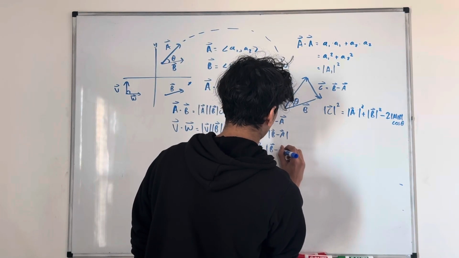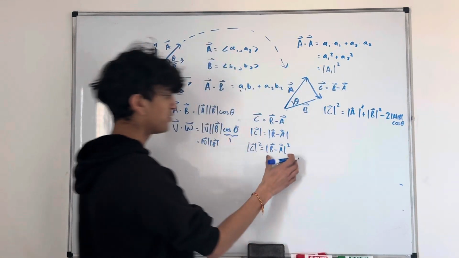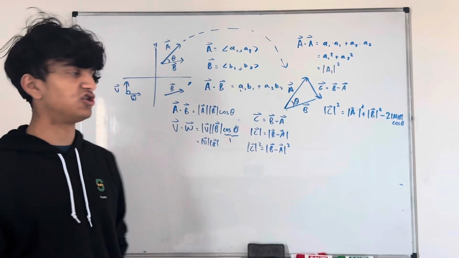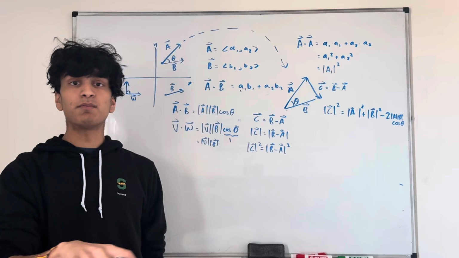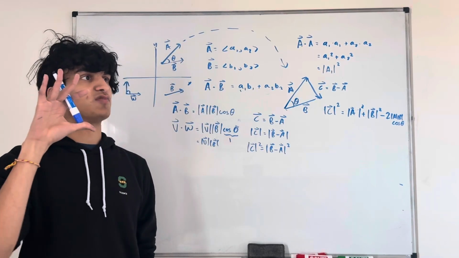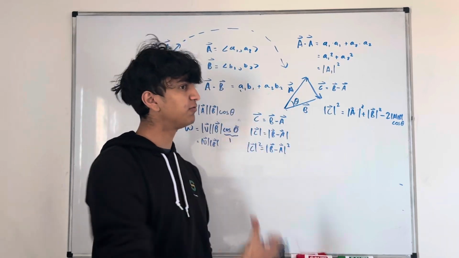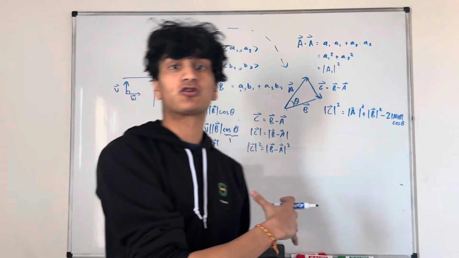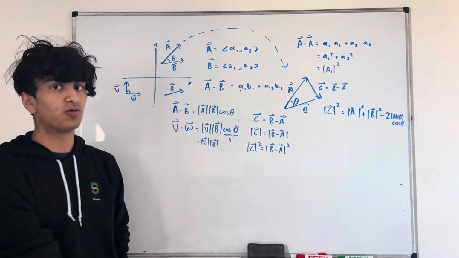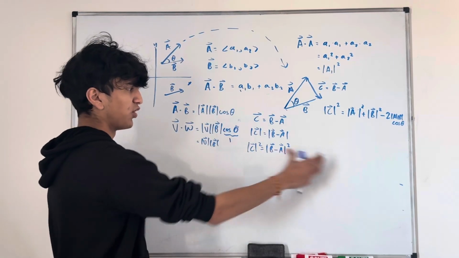And now you're saying, well, hey, I can just FOIL this out, right? I can do my binomial expansion. But remember that we can't use scalar things like FOIL in the vector world. These are vectors. I don't know if you could just FOIL it out.